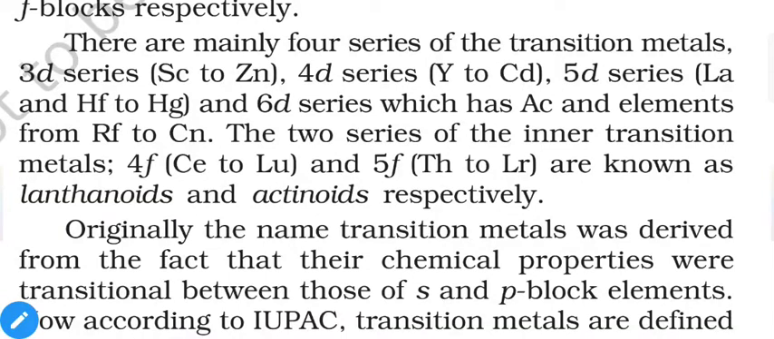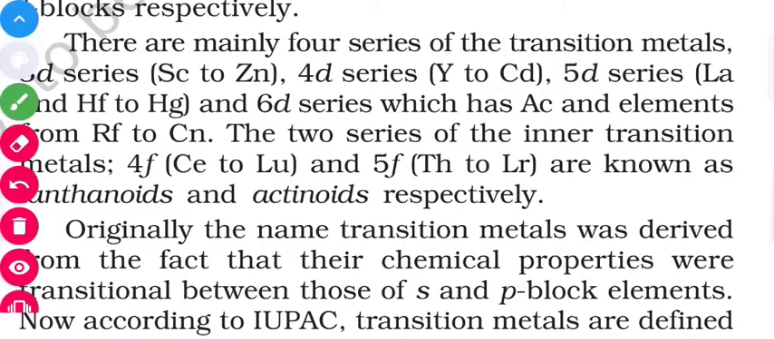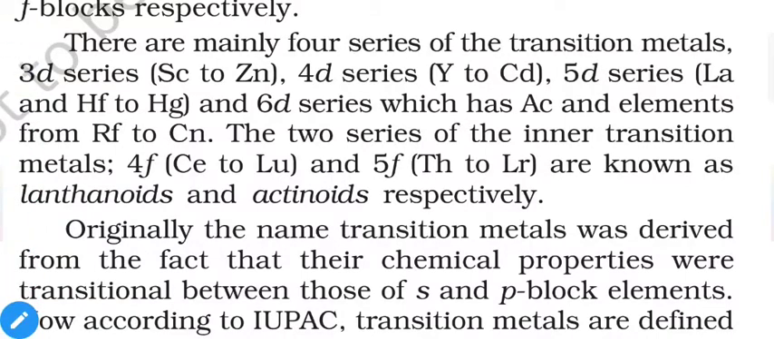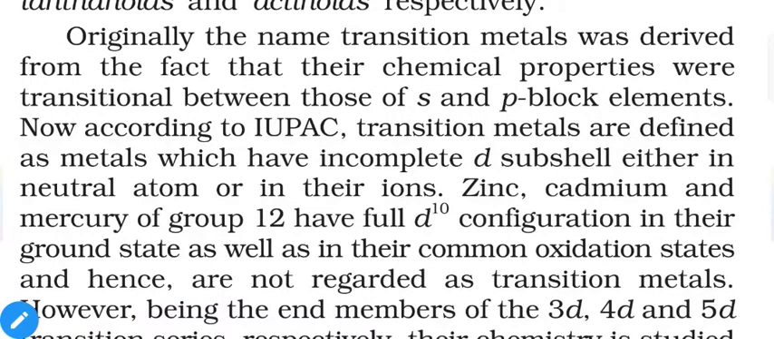That means these two elements actually do not belong to the f block, because for the f block series the f orbitals have to be partially filled. In these two cases, lanthanum and actinium, the f orbitals are completely empty. That's why they are not considered f block elements. The two series of inner transition metals, 4f and 5f, are known as lanthanoids and actinoids respectively. Now, the reason for the name transition metal.